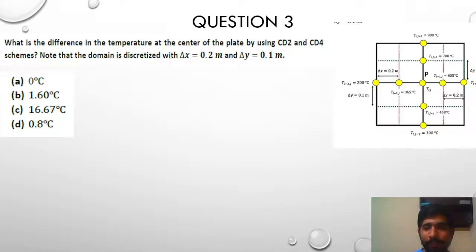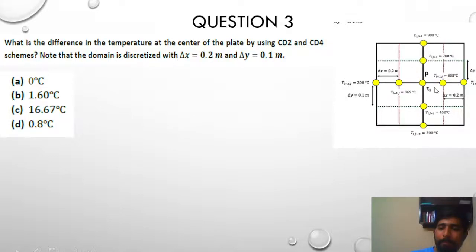I want you guys to calculate the temperature using this CD2 scheme. It is very easy, you know. You just need to add these, 365 and 655. It will be Ti-1 minus 2 Tij plus Ti+1. So you need to find Tij. You just need to add these two things here. 365 plus 655, one part. The other part is this second thing, 450 and 700.